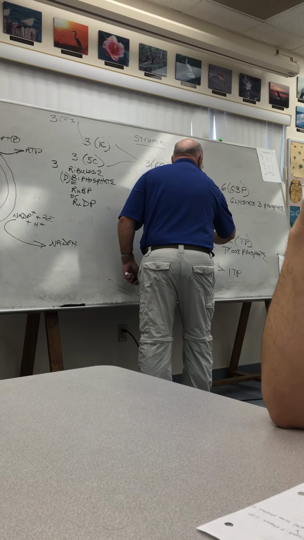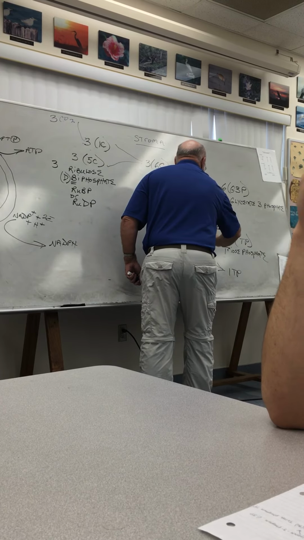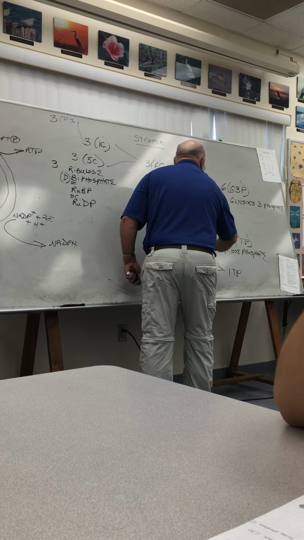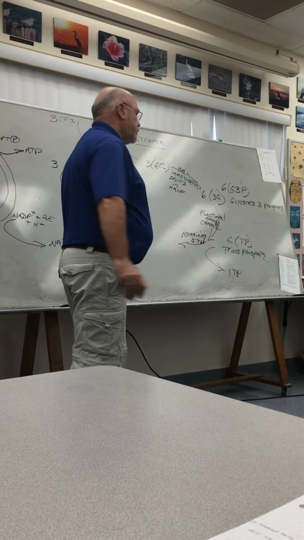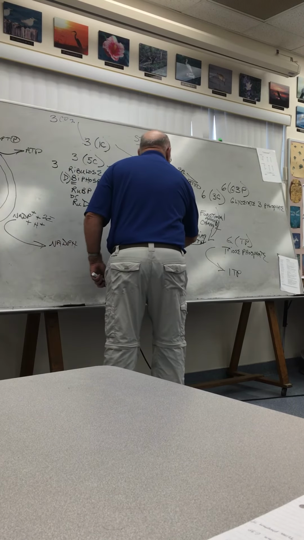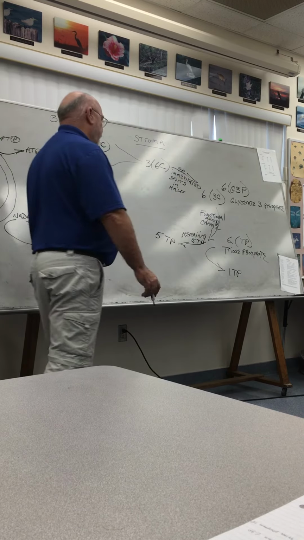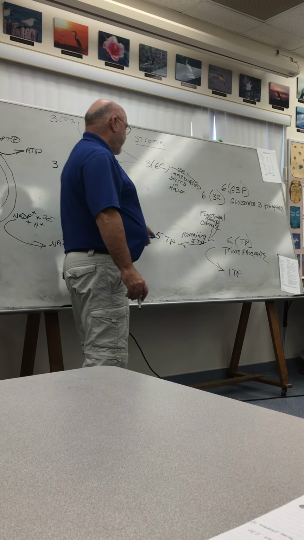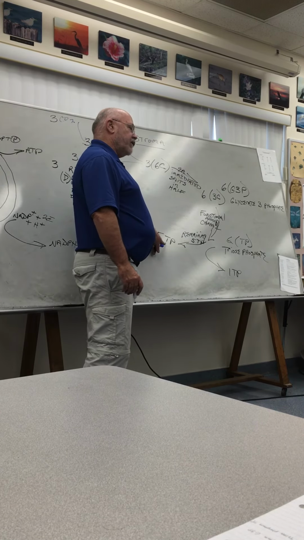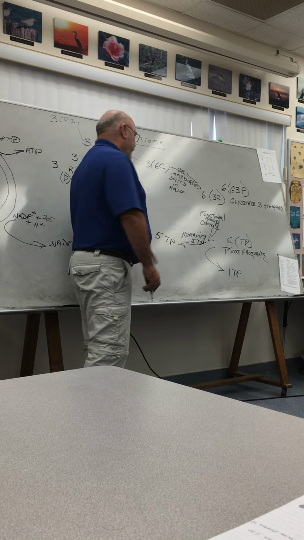Oh my god, you gotta be kidding me. It's gonna be the ugliest diagram ever. The remaining 5 stay in the cycle. So here's 5 TP right here. There's the 6th one right there. These 5 TP represent how many total carbons? 15. 15 carbons.